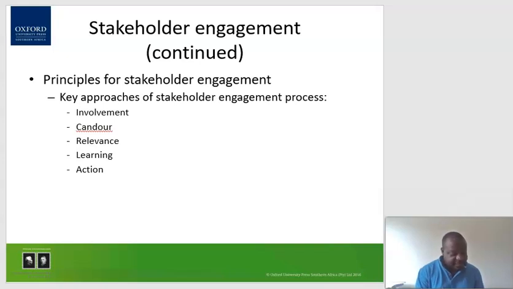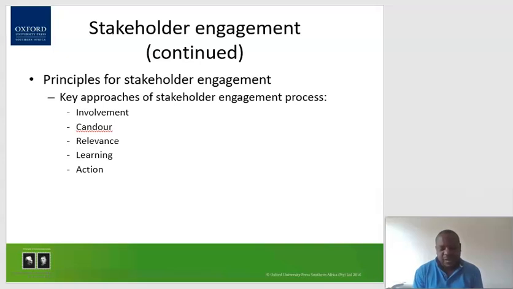Then the other principle is that you ought to be comprehensive. Engagement ought to be comprehensive. Consider every issue. Discuss every issue. The issues that are discussed ought to be relevant, so focus on issues of greatest importance to the engagement process.